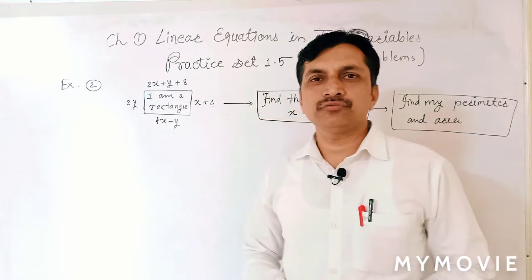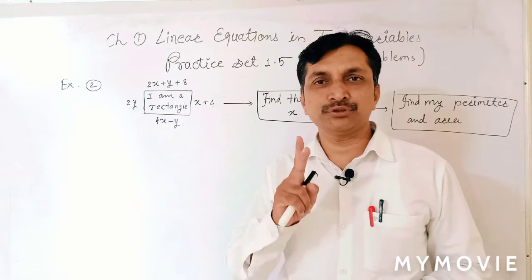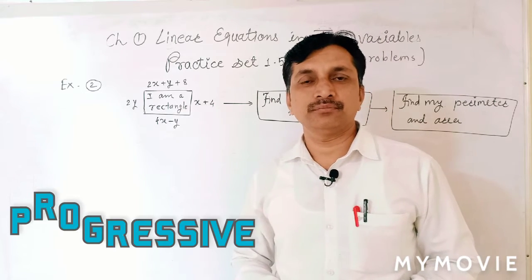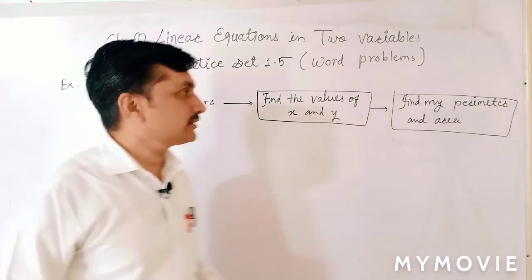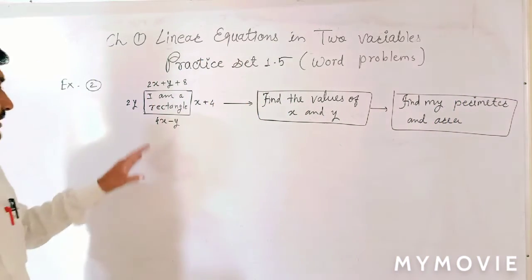In this video, we are going to study example number 2. This is a word problem of practice set 1.5 of chapter 1, linear equations in two variables. Let's see the example.